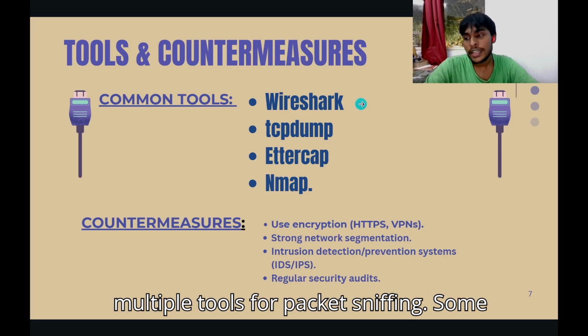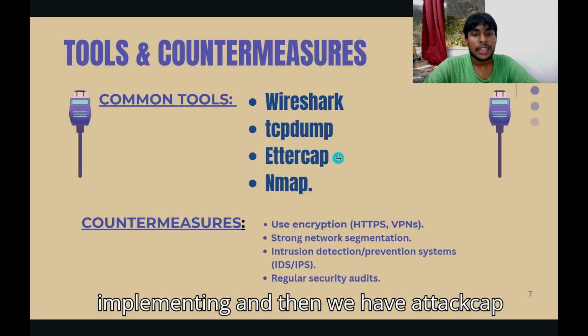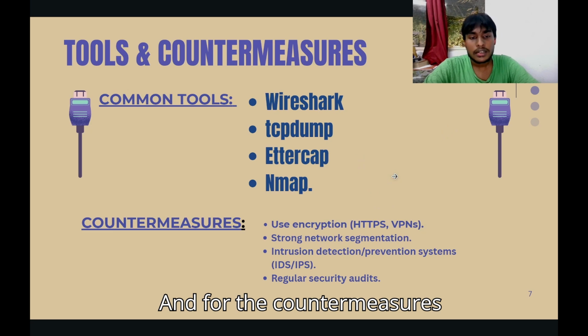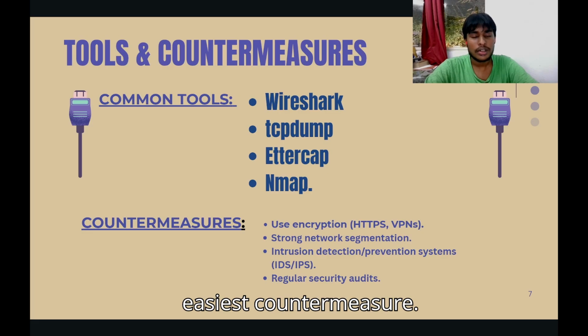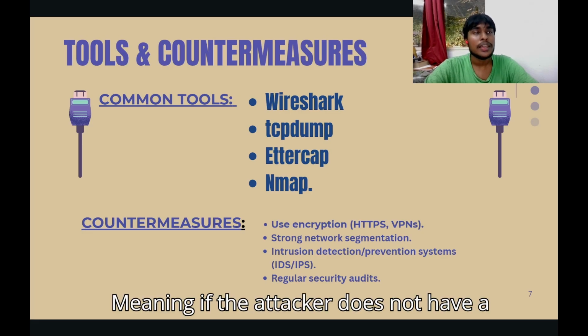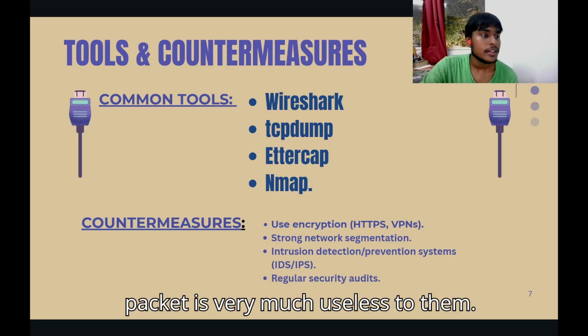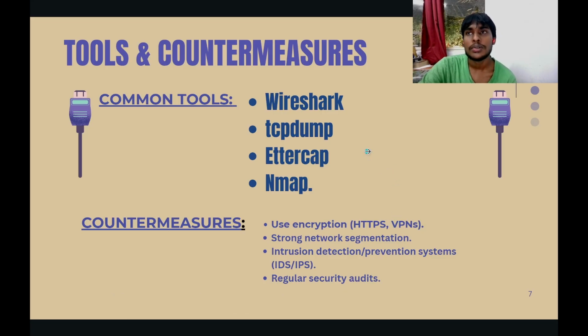Tools used in packet sniffing. We have multiple tools for packet sniffing. Some of these are Wireshark, which I will be implementing, and then we have Aircrack and Nmap, etc. And for the countermeasures, as said before, encryption is the easiest countermeasure. Meaning if the attacker does not have a key, then the captured packet is very much useless to him. Your network can also be provided with security so that the hacker cannot enter.